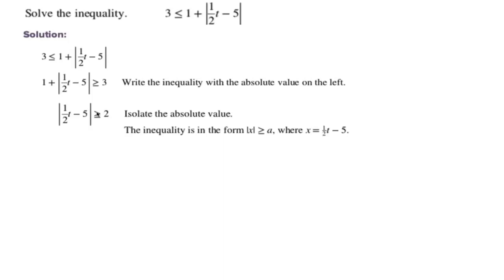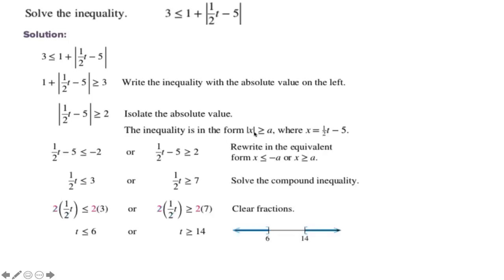And so if I solve for the absolute value here, then I get that the absolute value of 1/2 t minus 5 is bigger than or equal to 2. So this is an expression of this form. That means we have two cases. Either 1/2 t minus 5, the inside expression, is less than or equal to negative 2, or it is greater than or equal to positive 2. So solving for each of them individually, we have that t is either less than or equal to 6, or t is greater than or equal to 14.